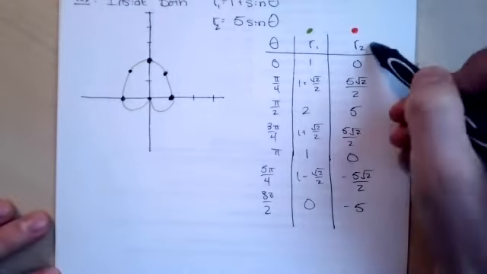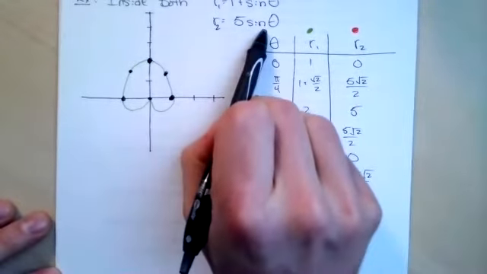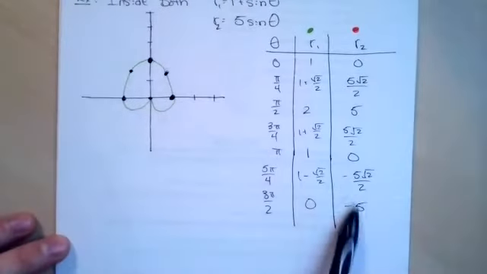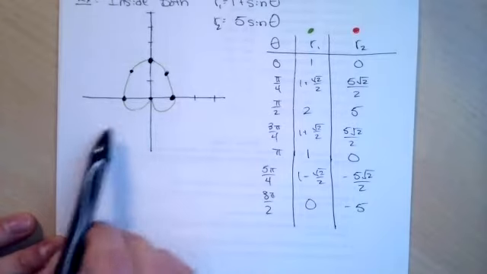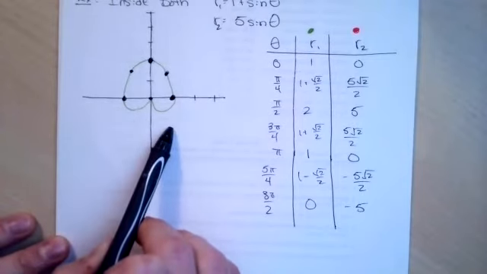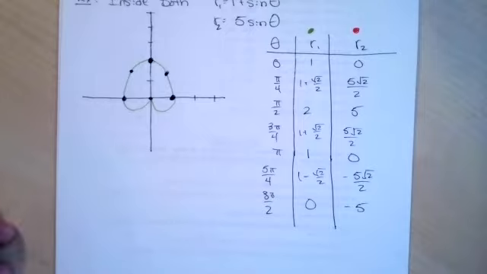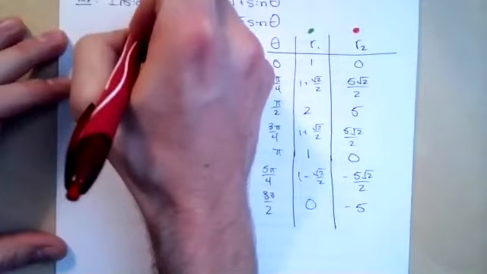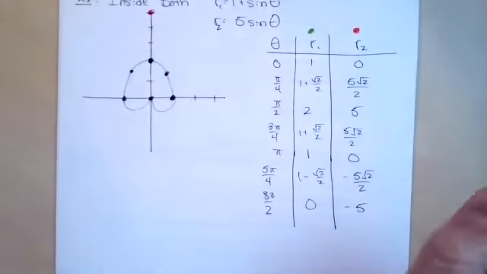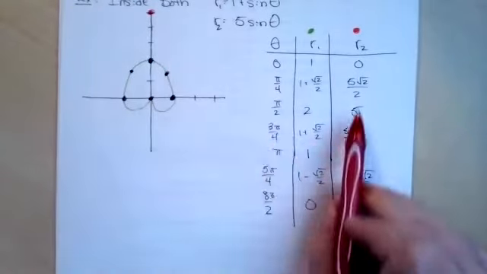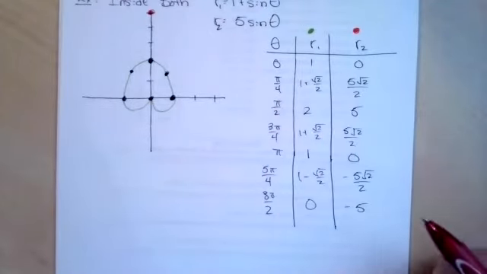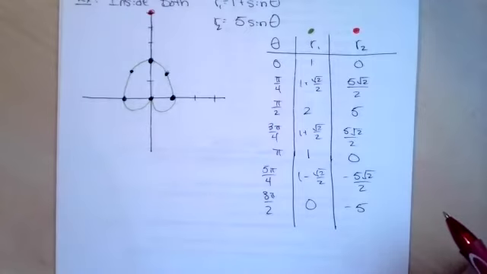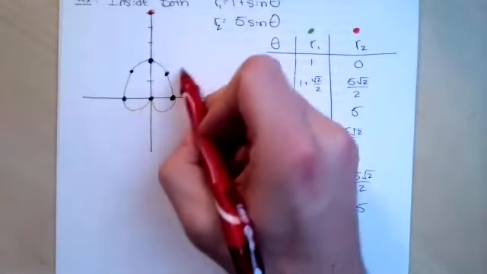So notice that for r2, this function of 5 sine theta, the only time we have negative radii is when the angle is in the third and fourth quadrant. So essentially what that's going to do is give us a circle. Let's see. So at pi over 4, we're going to want to plot that 5 times root 2 over 2. So that's going to be 3/4 of 5.